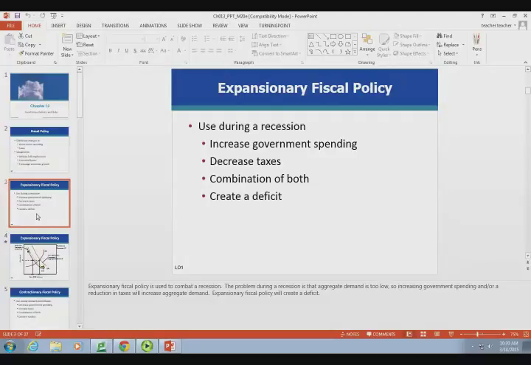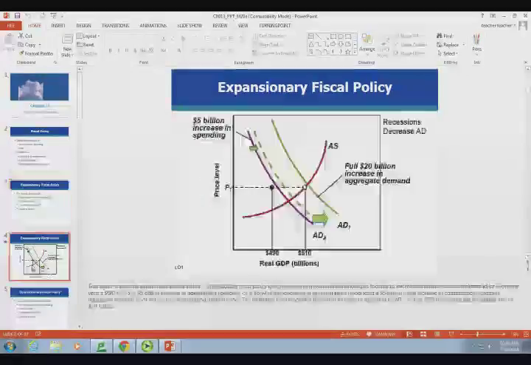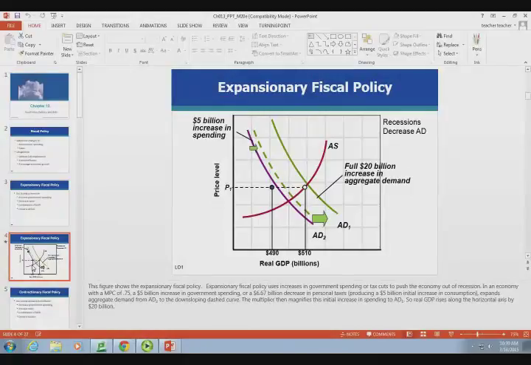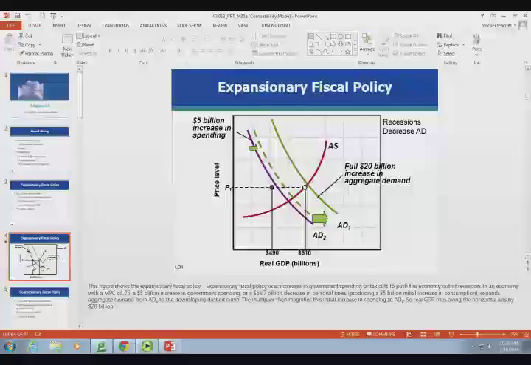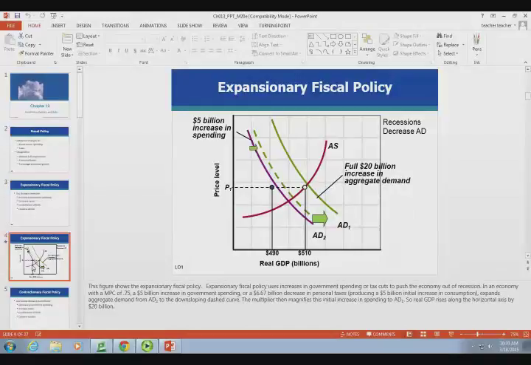Now, in your textbook, what they have here is that whole warp drive thing. So let's just take a look at it and you can figure this out. This actually should be AD1 and this should be AD2 because you're moving to the left. So I do an increase in government spending by $5 billion. It results in a $20 billion increase in aggregate demand.